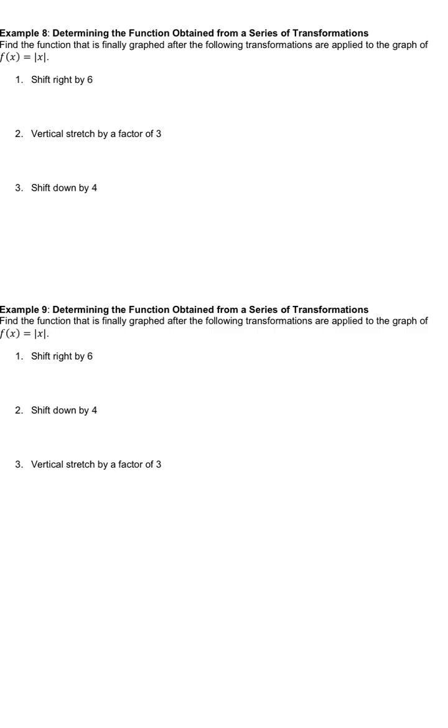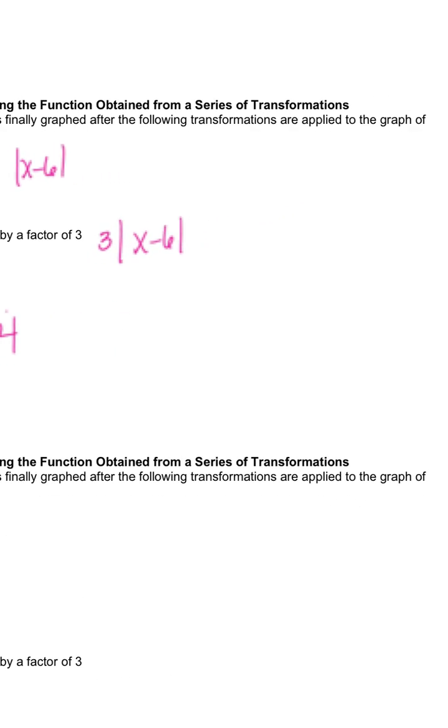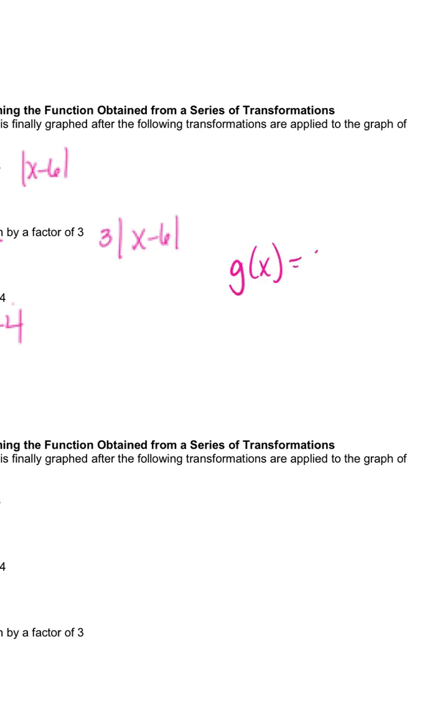All right, last. So we're going to take our absolute value of x, and we're going to shift right. So if we're shifting right, that means we're doing x minus 6, and it has to be inside. A vertical stretch just means you're multiplying by 3, so it's on the outside because it's a vertical. So this is 3 times the absolute value of x minus 6. And then we're going to shift down 4, so you're going to subtract 4. So our final answer: vertical stretch, horizontal shift, and then a vertical shift.